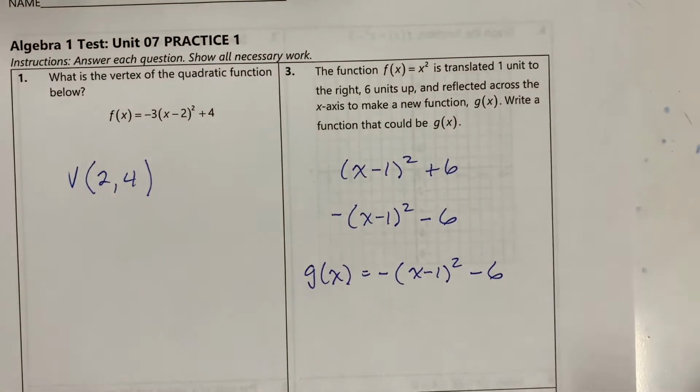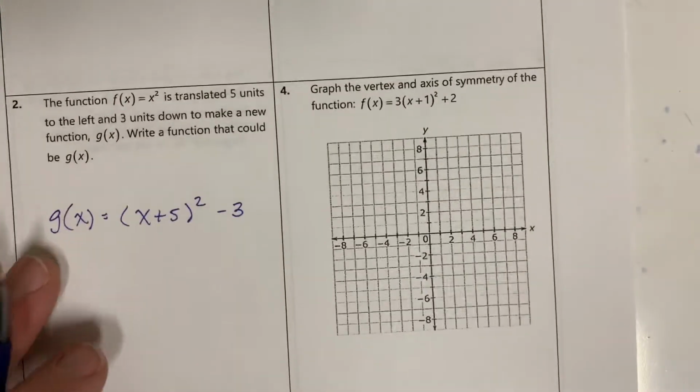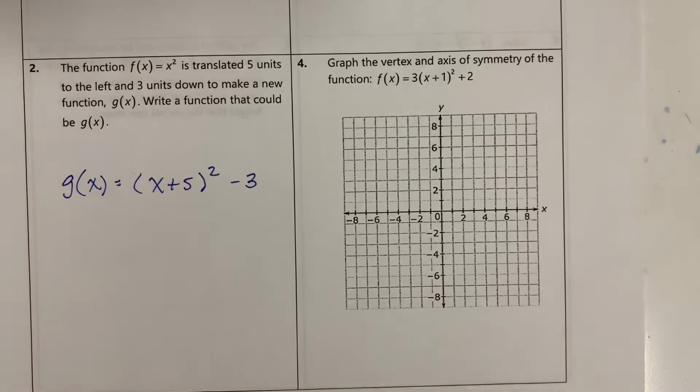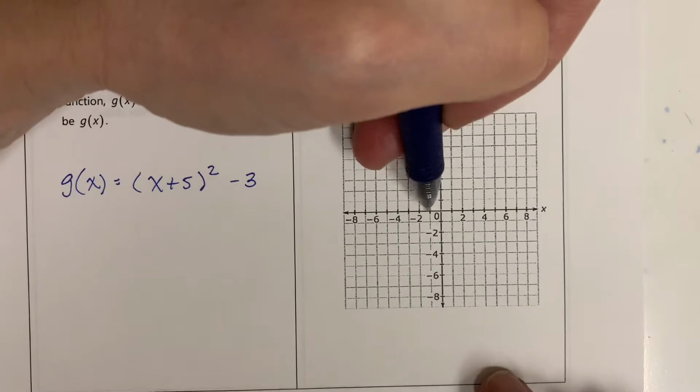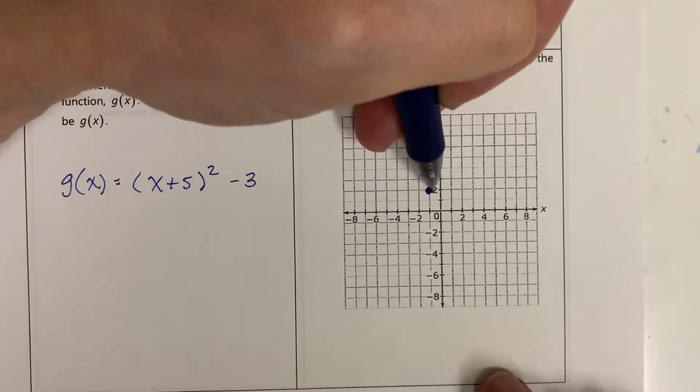And my final answer is going to be g of x is equal to negative x minus 1 squared minus 6. Question number 4, graph the vertex and axis of symmetry of the function. So your vertex is going to be at -1, 2. -1, 2 is where the vertex is.